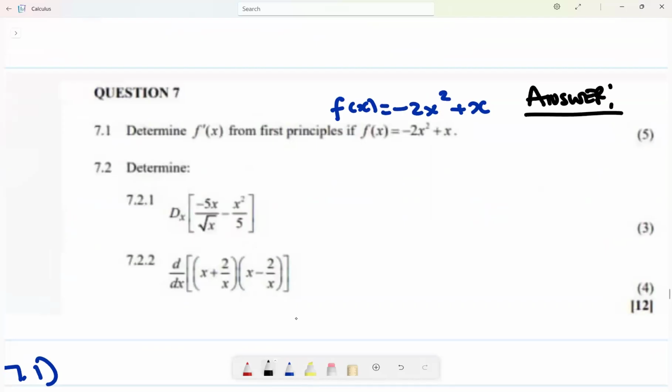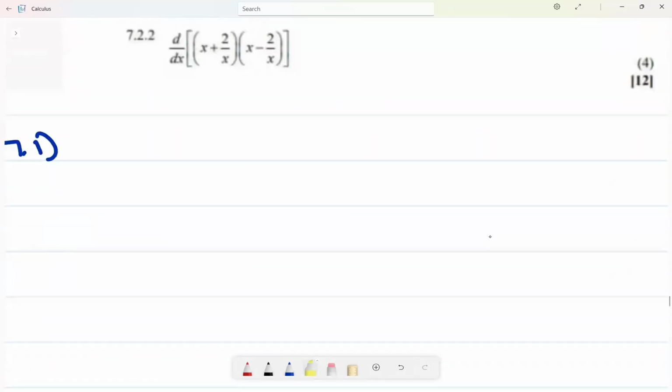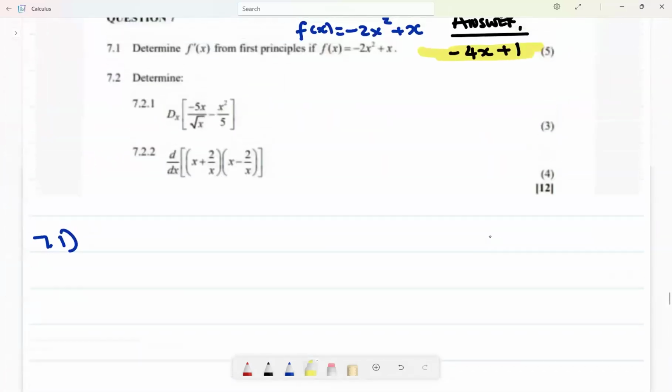Should be how much? Should be negative 4x plus 1. If your answer is not this, it means you have done something wrong. So this is one of the ways for you to confirm that what we are going to do there on the first principle is correct. So now let's do that.